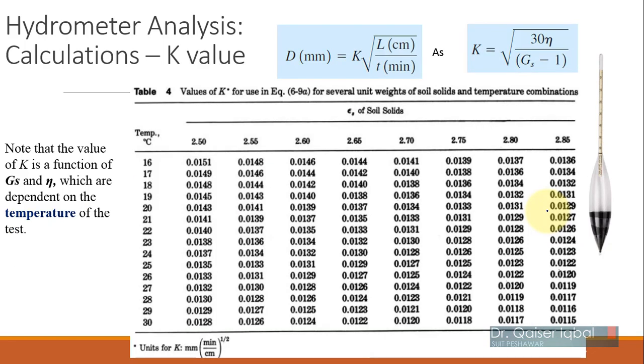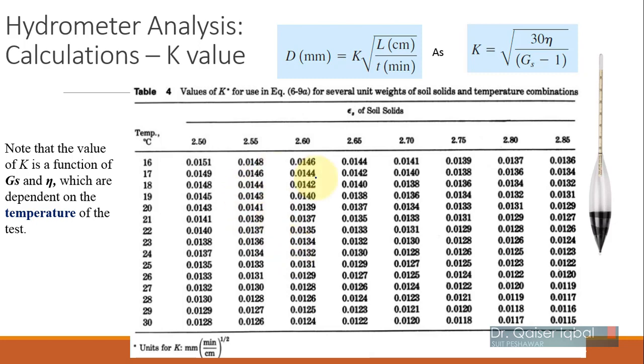So now, further moving on, we will determine the value of k, and then we will determine the value of L, and T is obviously the time which we will be reading on the stopwatch. So for the k value, k is equal to 30 into eta divided by gs minus 1. Now k is a function of gs and viscosity, you can see. So if the specific gravity is changing or if the viscosity is changing, then the value of k will change. So following is the table which provides you all the values for different gs and viscosity values.